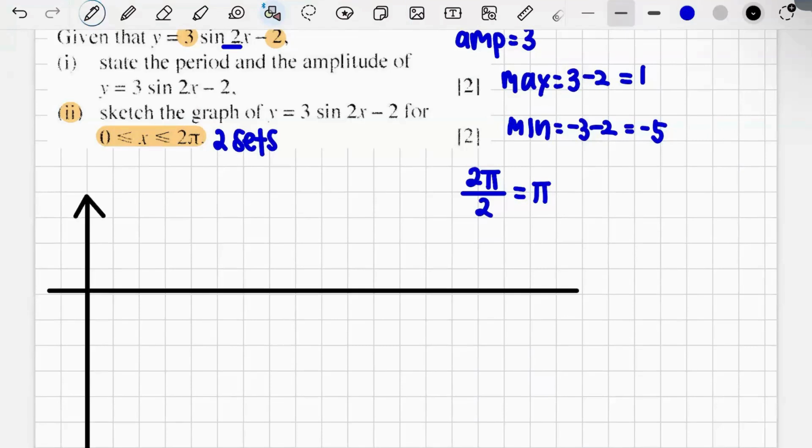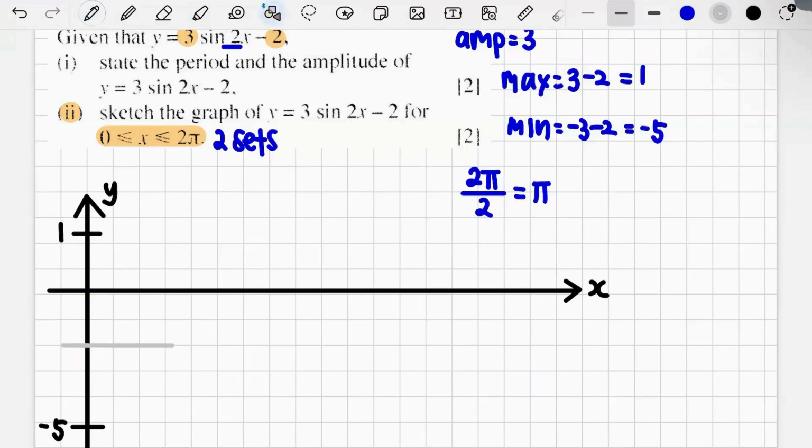We'll draw our axis first. So always label your y and your x. Okay, now your max is 1 and your minimum a bit lower. Minimum is -5. Don't forget, find my middle ground. Whole thing is 6 units. So if I go down, that should be about -2.